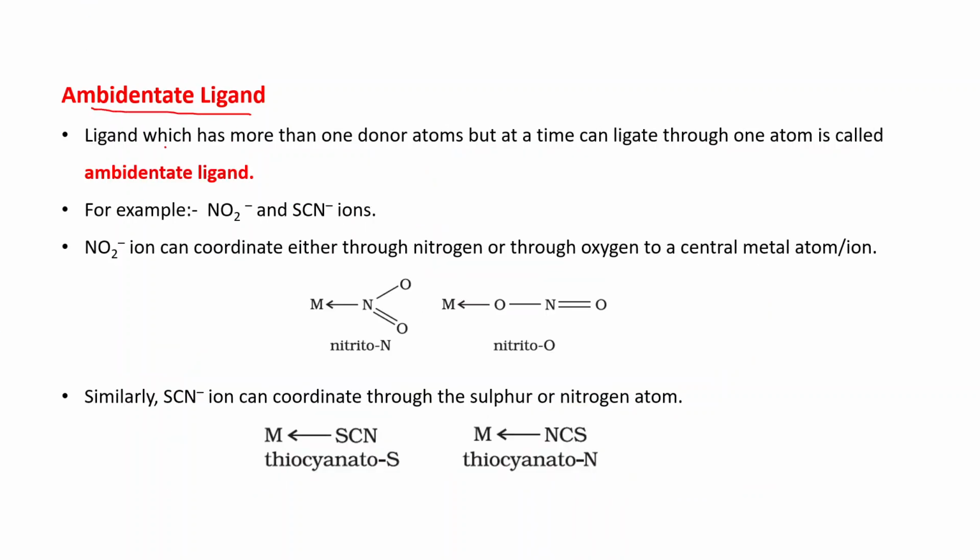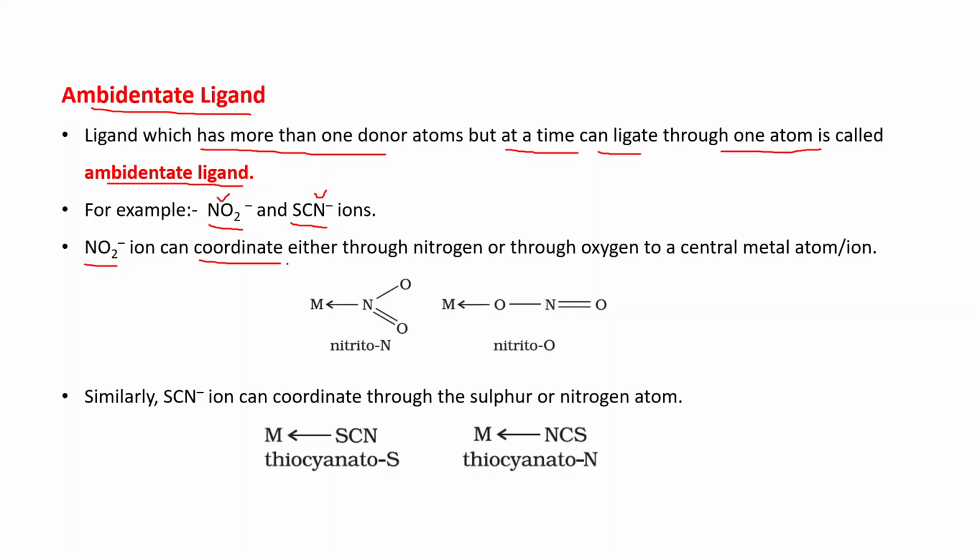Ambidentate ligand. A ligand which has more than one donor atom but at a time can ligate through only one atom is called an ambidentate ligand. Clear? More than one donor atom is present, but at a time only one atom donates an electron pair. For example, NO2- and SCN- ion. This is thiocyanate ion and this is nitrite ion.